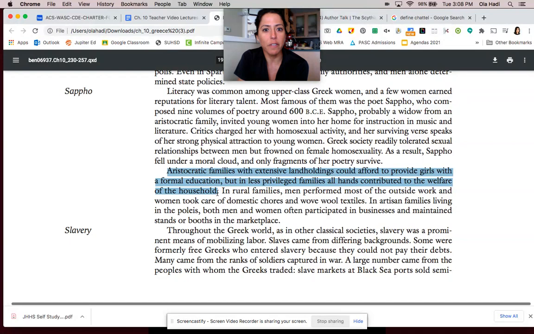Most aristocratic families gave little girls some type of education. So make sure you know that the rich could afford to educate their girls. When it comes to how work was differentiated, in more countryside, rural areas, men performed the work outside of the house and women performed the work inside the house, the domestic work, coming from the word domicile or the home. So they might be doing chores around the house, weaving textiles, and women and men both participated often in business.